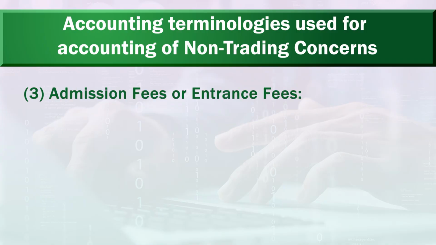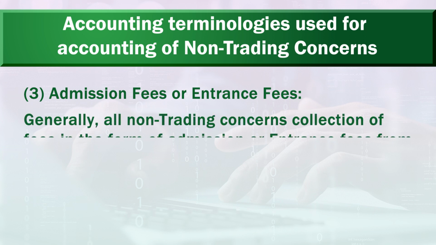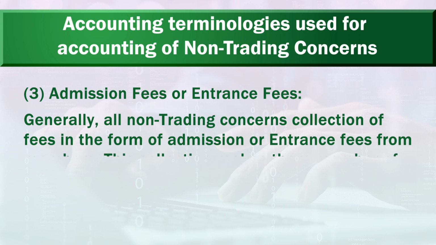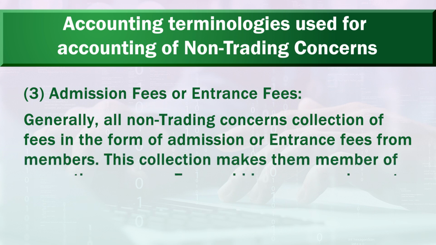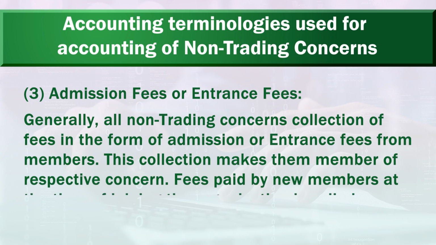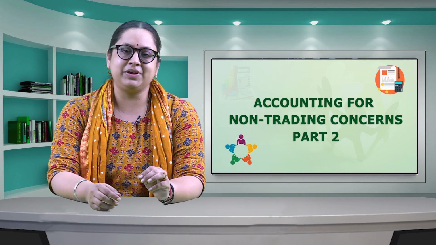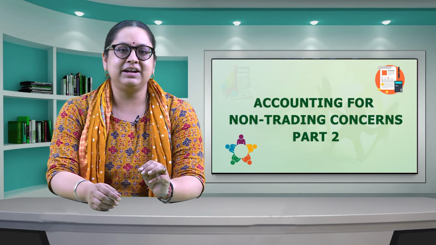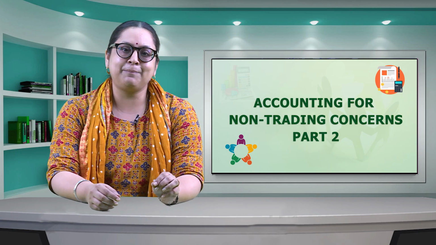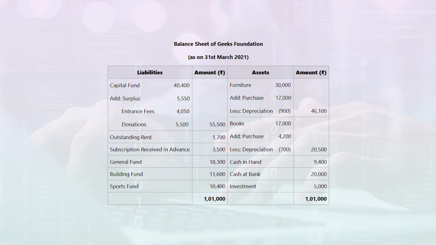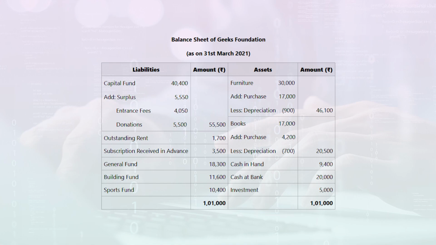Third, admission fees or entrance fees. Generally, all non-trading concerns collect fees in the form of admission or entrance fees from members. This collection makes them member of the respective concern. The fees paid by the new member at the time of joining the organization is called entrance fees. Since the fees is paid only once by the member, it is clearly of non-recurring nature. Hence, it is treated as capital receipt and be shown in balance sheet as part of general fund.